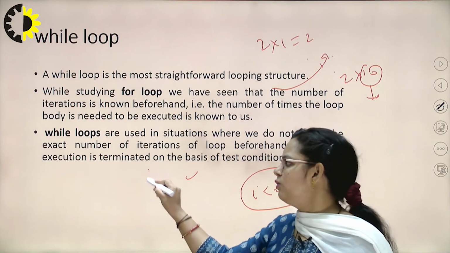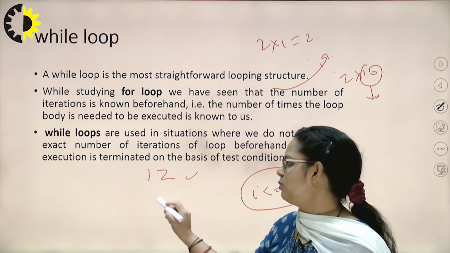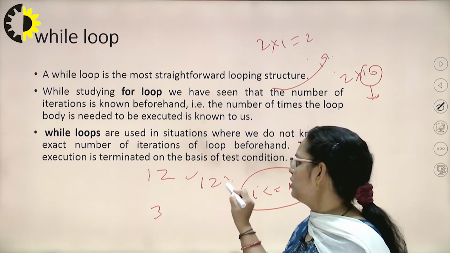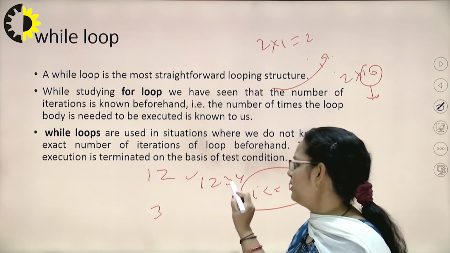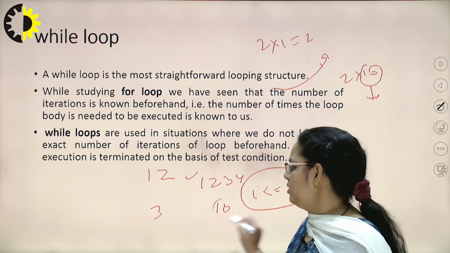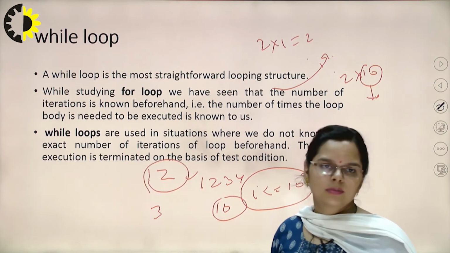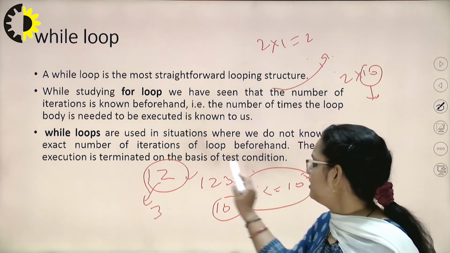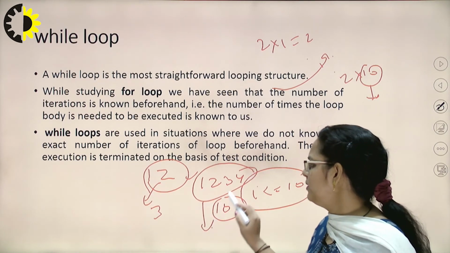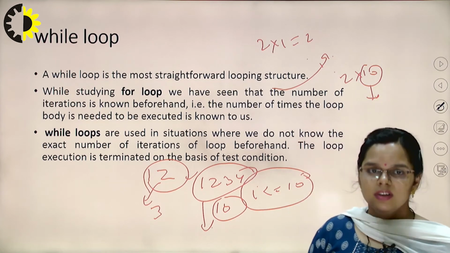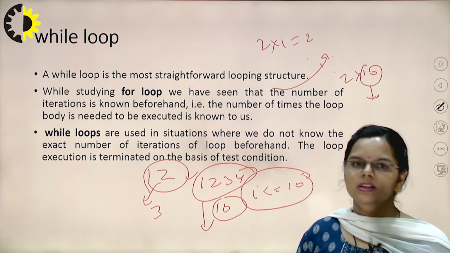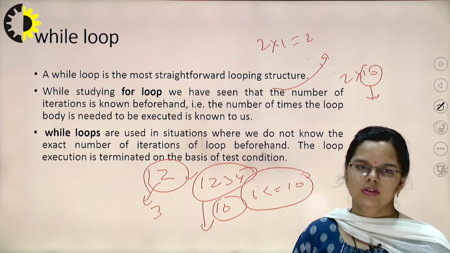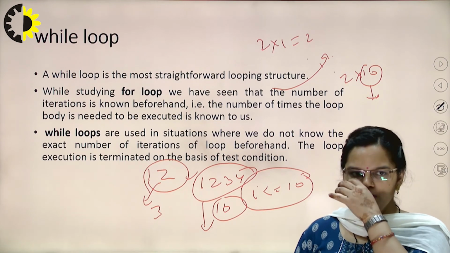But when we need to find the sum of digits of a number, we do not know the number of digits. If the number is 12, the output should be 3. If the number is 1234, the output should be 10. So in this type of problem the loop should be executed 2 times, and in the other problem, 4 times of iterations. So this is how the loop would be executed.